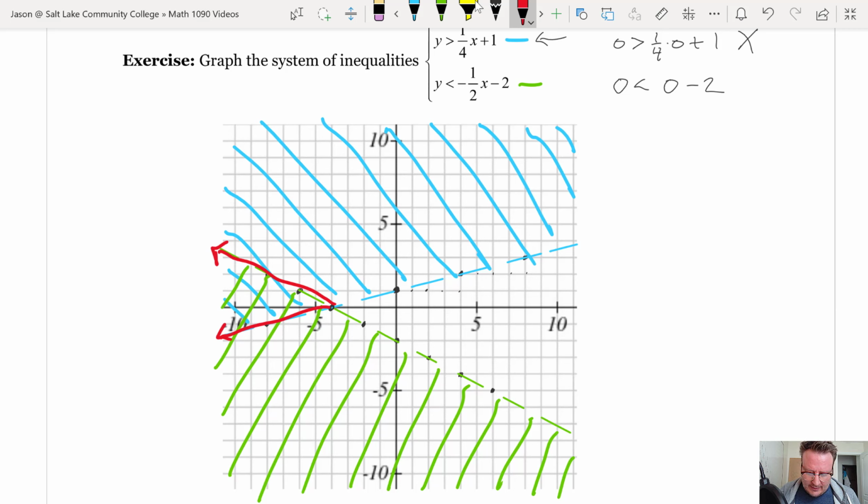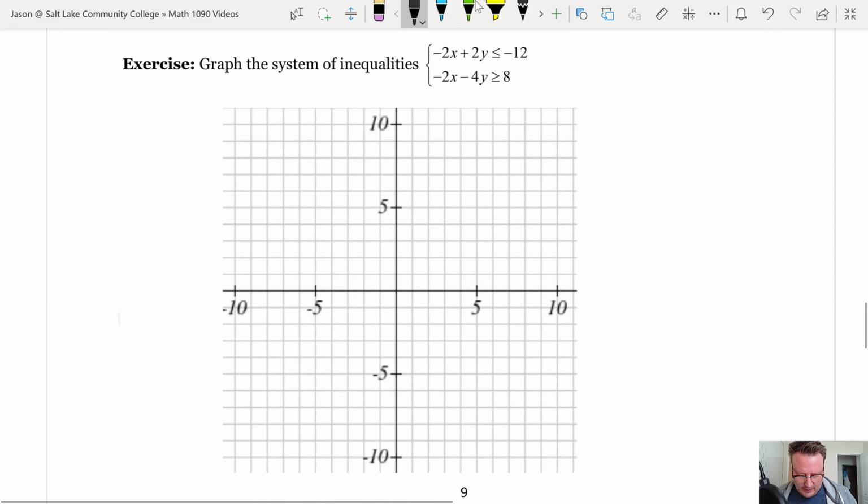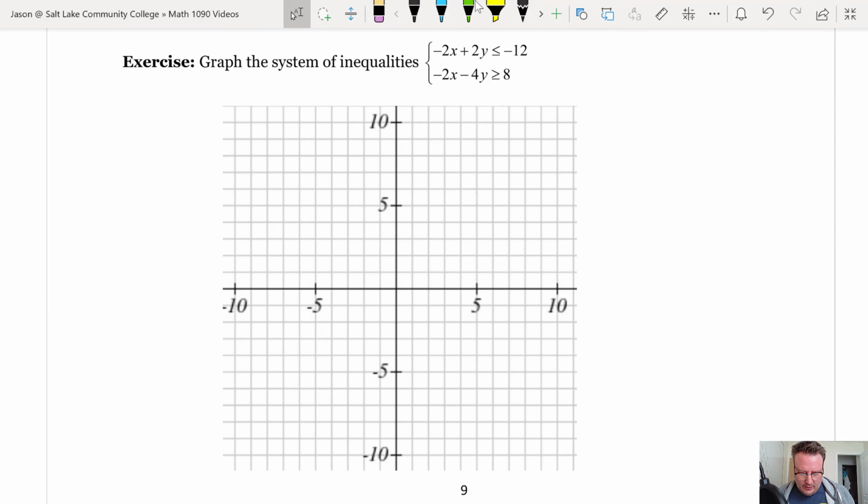Okay, let's move on to the next exercise. Graph the system of inequalities. Okay, first I'm going to put these inequalities into slope-intercept form. I'm not going to rewrite them as equations, and this is up to you; you can if you want. I'm just going to leave them as inequalities and solve for y.